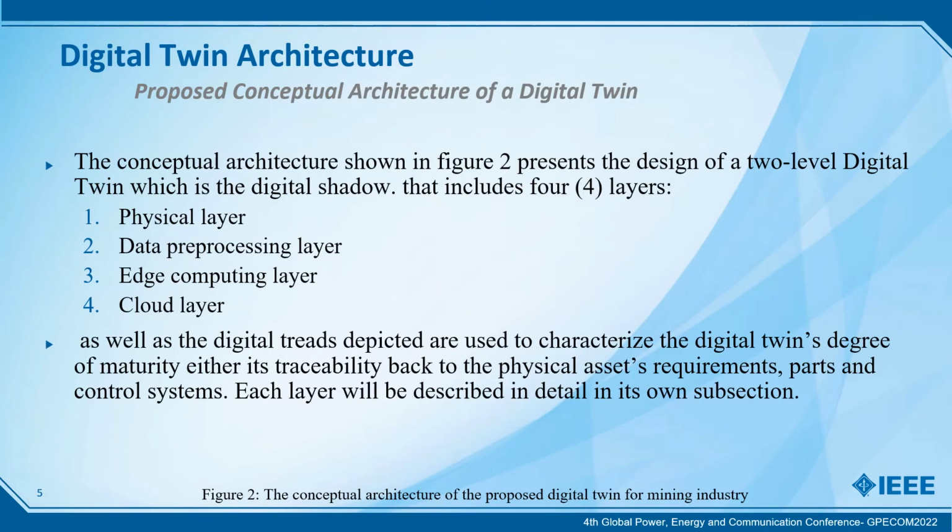The proposed conceptual architecture of a digital twin. The conceptual architecture shown in Figure 2 presents the design of a 2-level digital twin, which is the digital shadow, that includes 4 layers. Layer number 1, physical layer. Layer number 2, data preprocessor layer. Layer number 3, edge computing layer. And layer number 4, cloud layer.